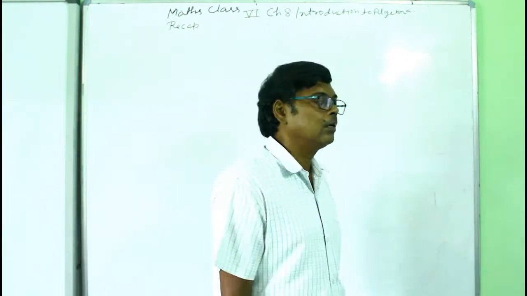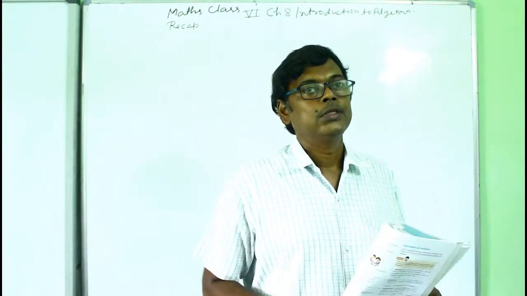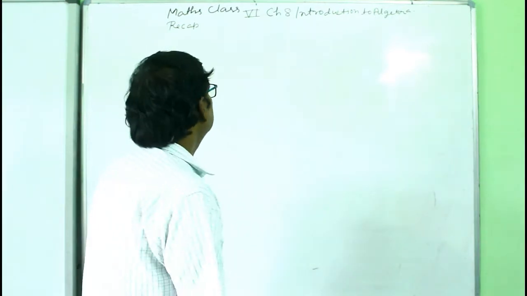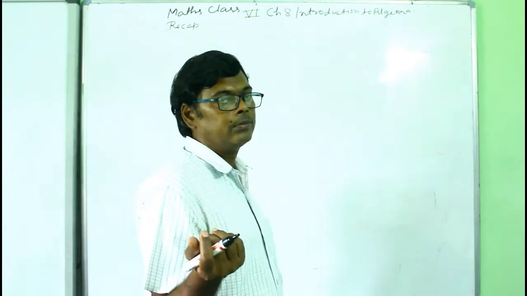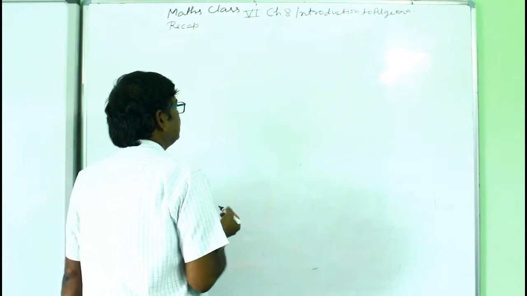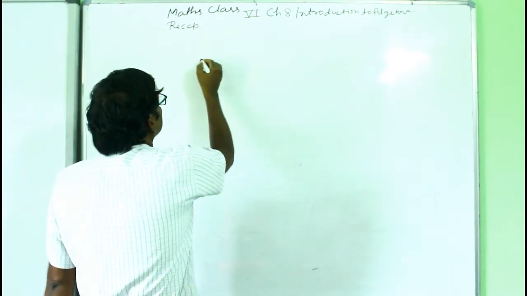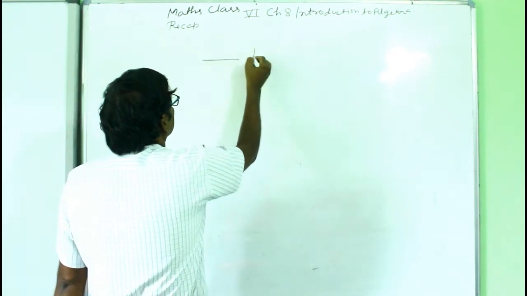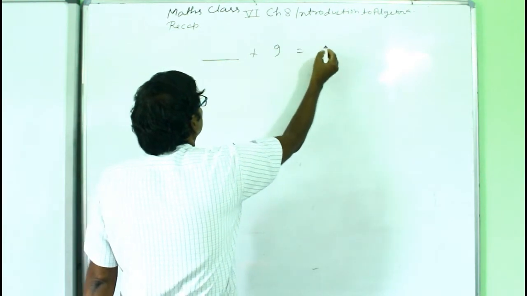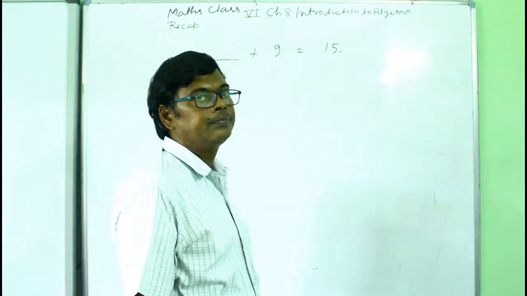For example, I will start with an example, that is how algebra started. First I will explain the symbols, that is, it all started with the symbol. Like if I give the example: dash plus 9 equal to 15. Okay, dash plus 9 equal to 15.